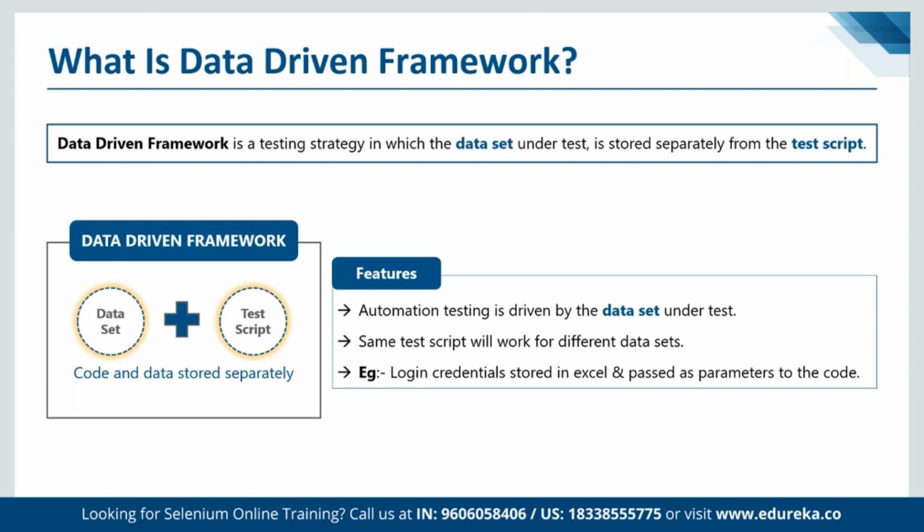So data-driven framework is a combination of data set plus the test script, with code and data stored separately. Automation testing is driven by the data set under test, and the same test script will work for different data sets. For example, login credentials are stored in an Excel file and passed as parameters to the code. I'll give you a little idea about this concept.